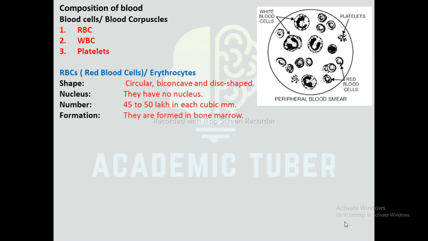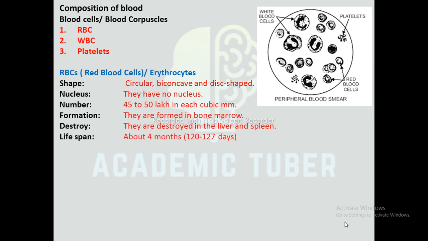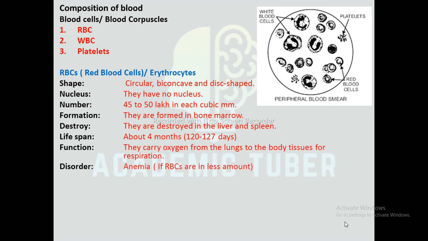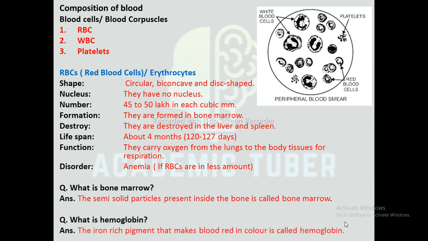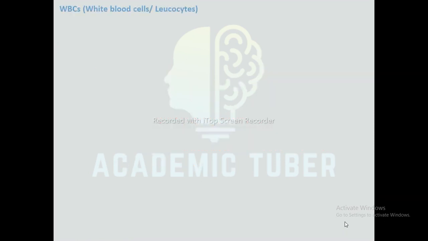Number: 45 to 50 lakh in each cubic millimeter. Formation: they are formed in bone marrow. Destroyed: they are destroyed in the liver and spleen. Lifespan: about 4 months, that is 120 to 127 days. Function: they carry oxygen from the lungs to the body tissue for respiration. Disorder: anemia if RBC are less in count. What is bone marrow? The semi-solid particles present inside the bone is called bone marrow. What is hemoglobin? The iron-rich pigment that makes blood red in color is called hemoglobin.